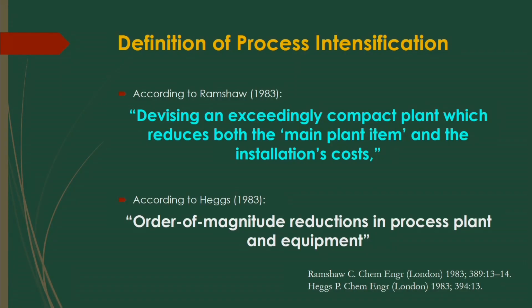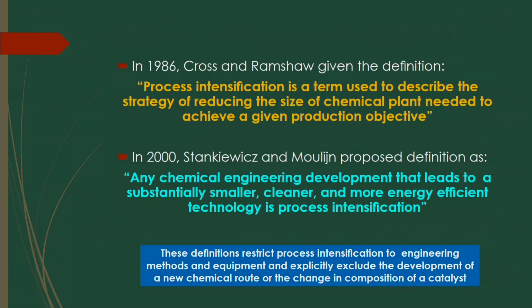After that, in 1983, Hicks also gave a statement regarding process intensification. It is the order of magnitude reductions in process plant and equipment. That means almost the same statement, that the process plant should be less spacious, and the number of equipment should also be less. So as per their definition, process intensification is like this.